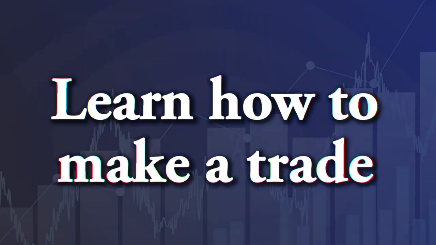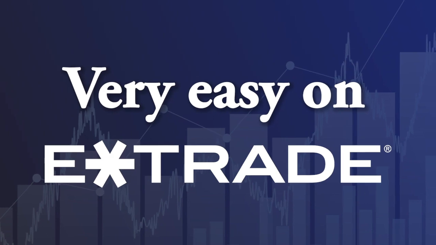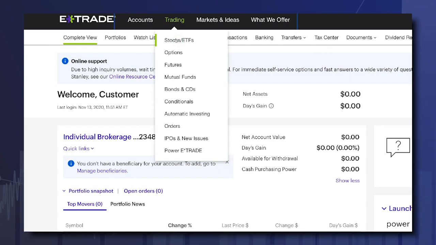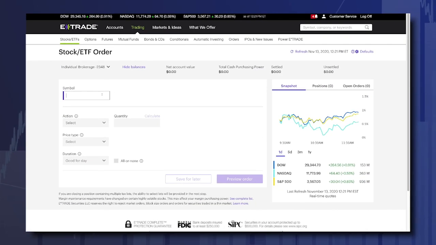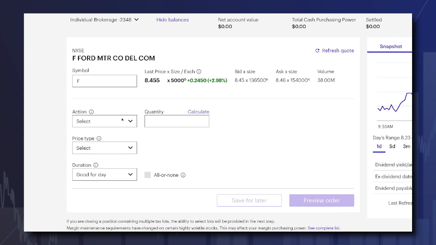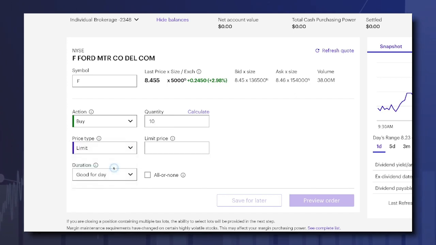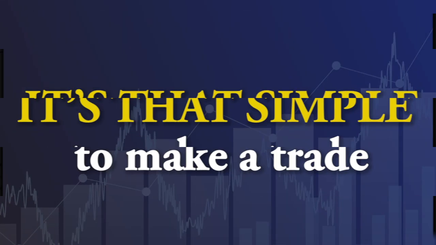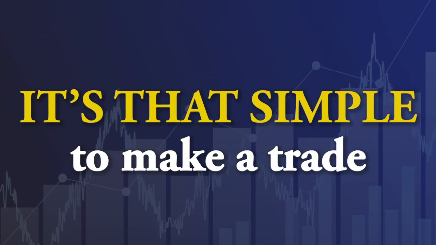Overall, it's super simple. It's very easy on ETrade. That's one of the things I like about it. You just go up here to trading. You can hit stocks and ETFs and just watch how simple this is. Let's say we want to order or buy a share of Ford. A nice easy ticker symbol. Put F in there, and we're almost done already. So click buy. We'll do 10 shares. We want to do a limit order. Keep our price at, we'll just call it $8.50, make it good for the day, hit preview order, and then we'd be done. It's that simple to make a trade.